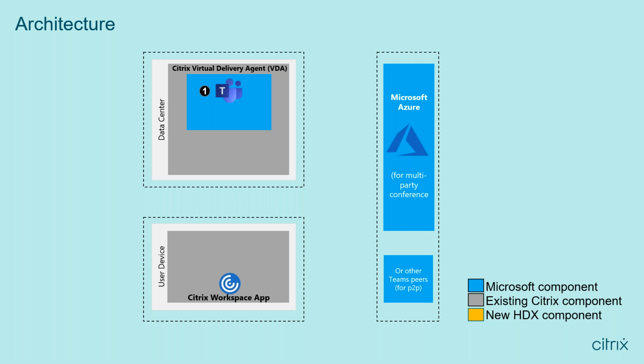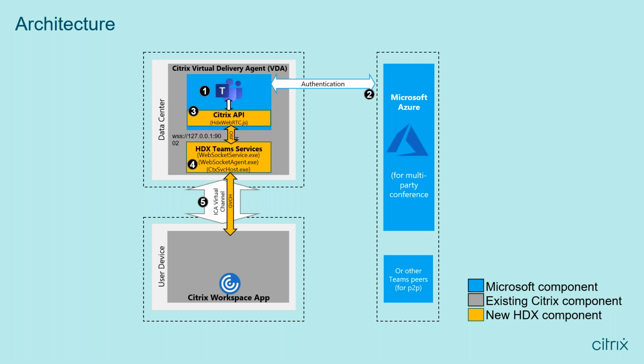So what happens is when the user launches Teams, it does the authentication from the VDA directly to Azure. Teams then detects, okay, it's running on a VDA, and calls an integrated Citrix API, which is directly integrated into the Teams application. Thus, it can use this to start or connect with the WebSocket service on the VDA. And this WebSocket service then creates a general virtual channel inside the already existing ICA virtual channels to communicate with the Workspace app itself. So now we have special communication from the Teams app through the HDX Teams service, which is the WebSocket service, through a special general virtual channel to the Workspace app.